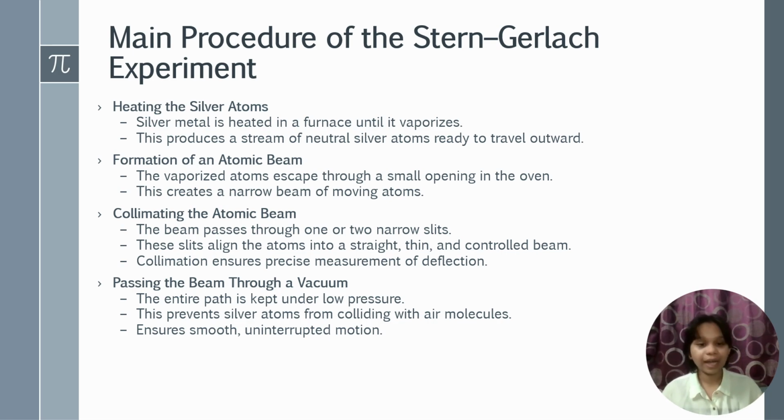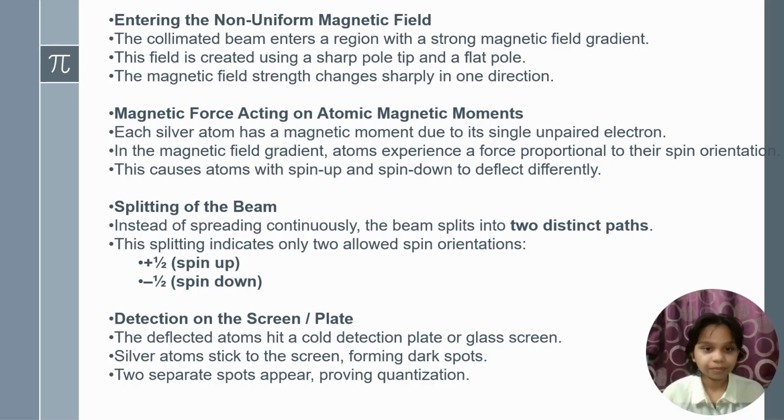Then these moving atoms passed through the collimating slits, and when they passed through these slits, they aligned the atoms into a straight, thin, and controlled beam. Collimation ensures precise measurement of the deflection of the atoms. The collimated beam enters the region with a strong magnetic field, and in this magnetic field it faces some kind of deflection, and whatever the result is, it is then seen on the screen.